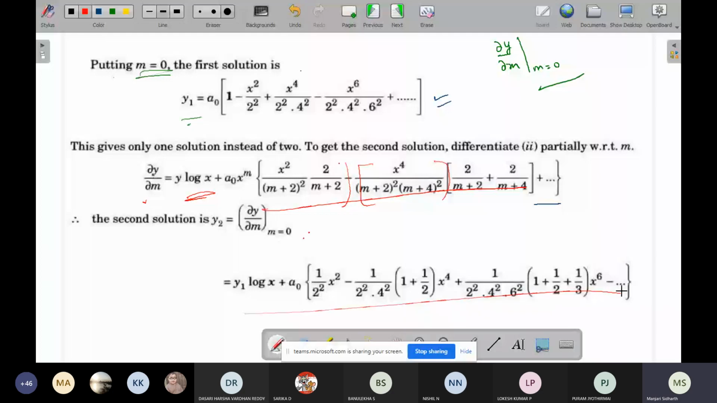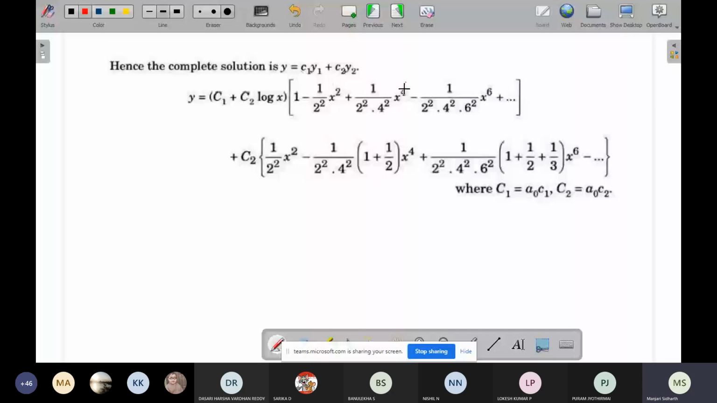Okay. Now, here putting m equals 0. Y is also depending on m, right? That means putting m equals 0, you will get y1 only. So y1 log x. Here also in y we have put m equals 0, then only we got y1. So y1 log x and this. So this is your second solution: C1 y1 plus C2 y2. That's it. So this was your second case.